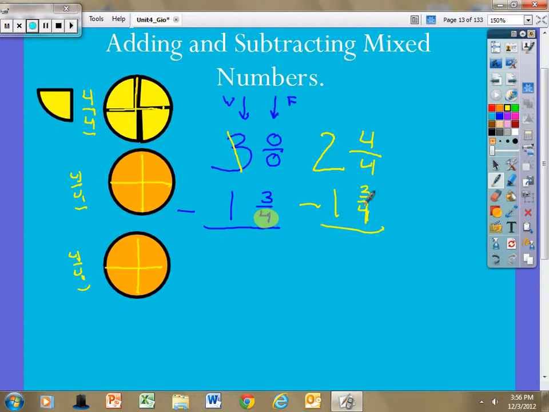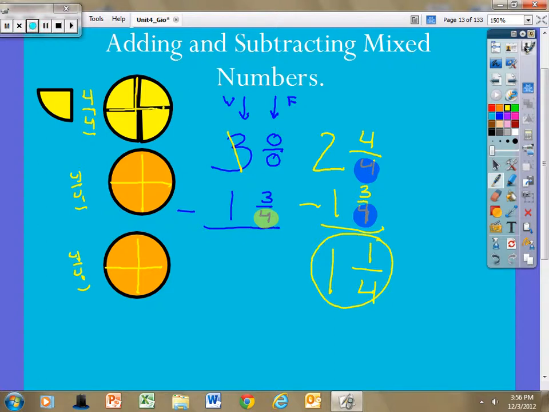Now I have common denominators, great. 4 here, there's my common denominator. So now I'll just subtract. 4 minus 3 is 1. The 4 stays the same. 2 minus 1 is 1. So I have 1 and 1/4.